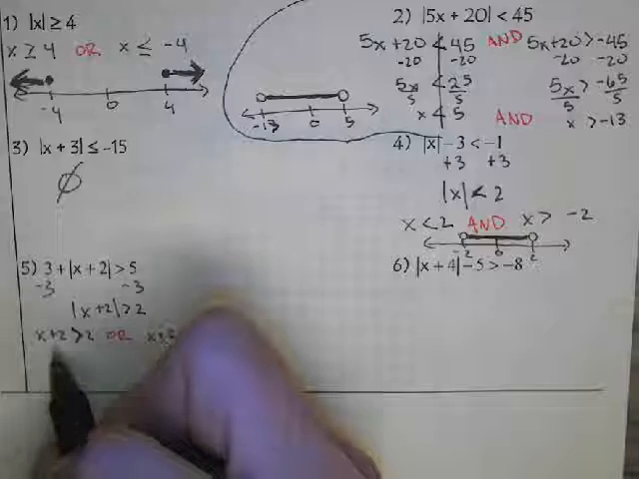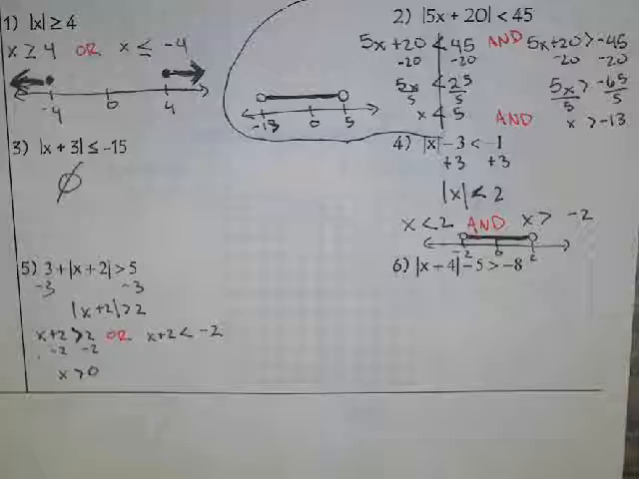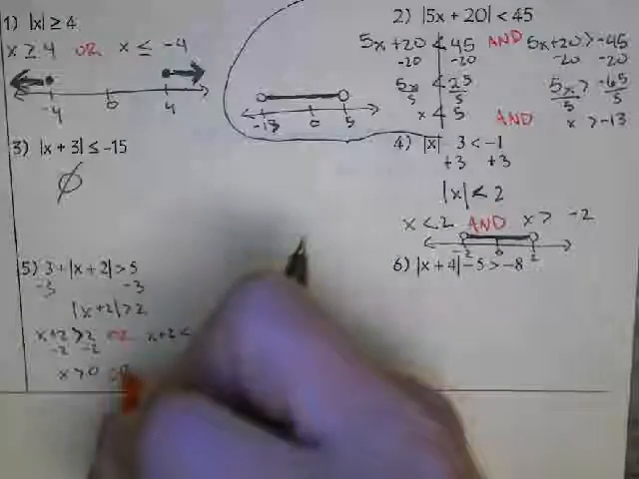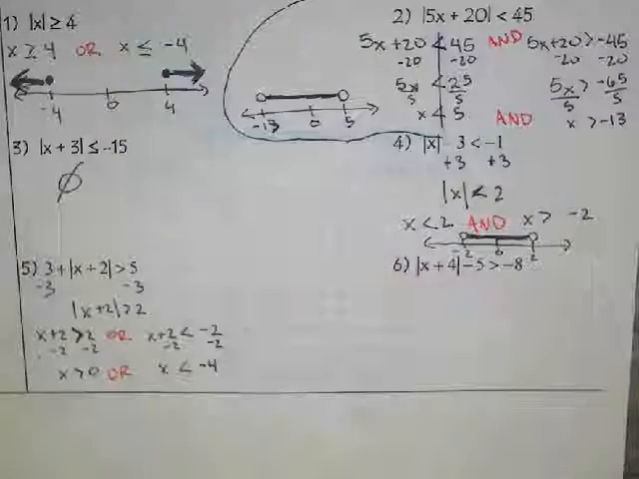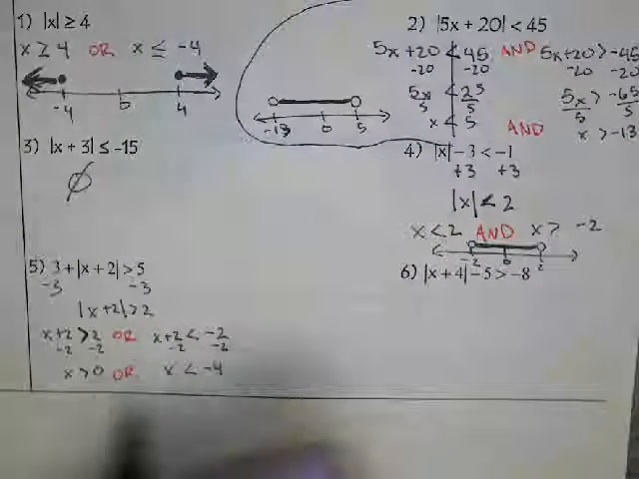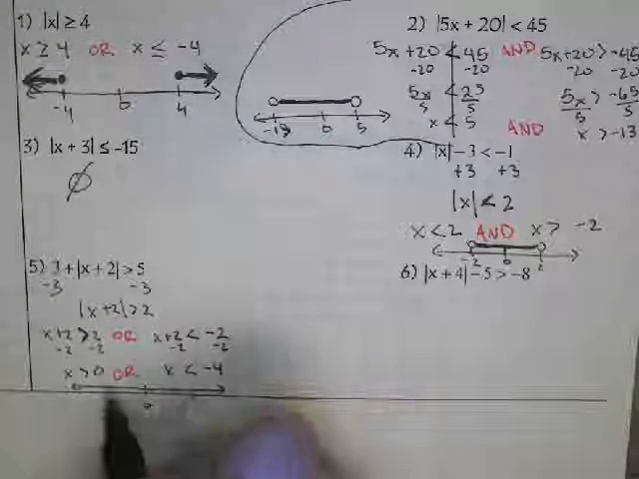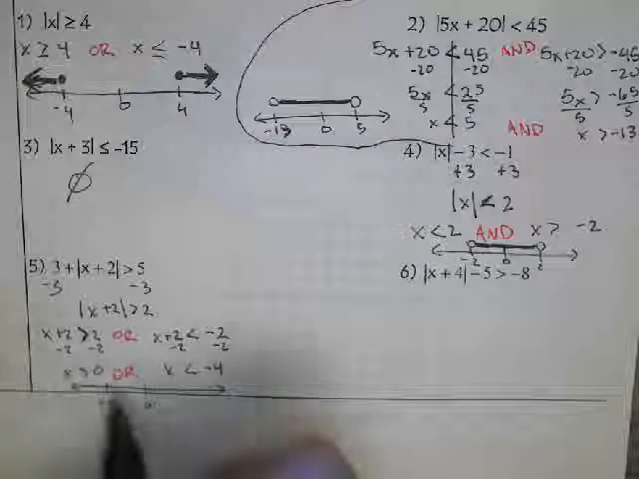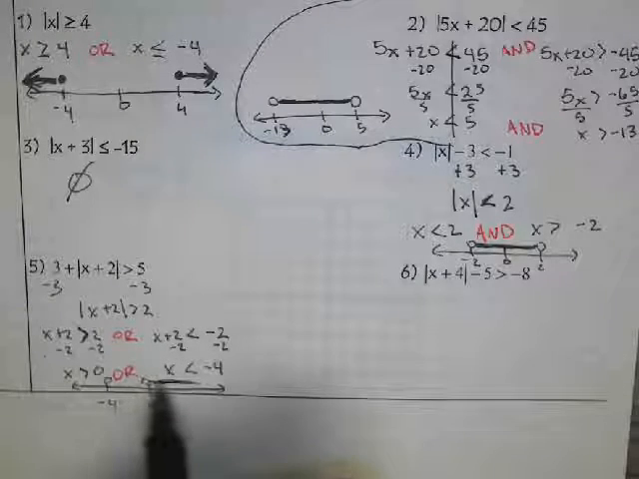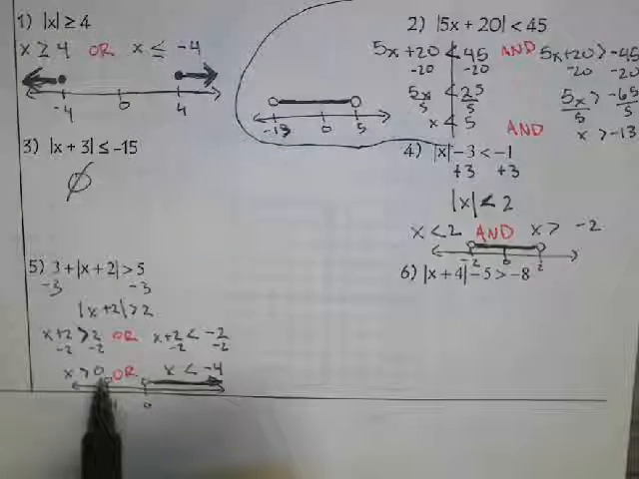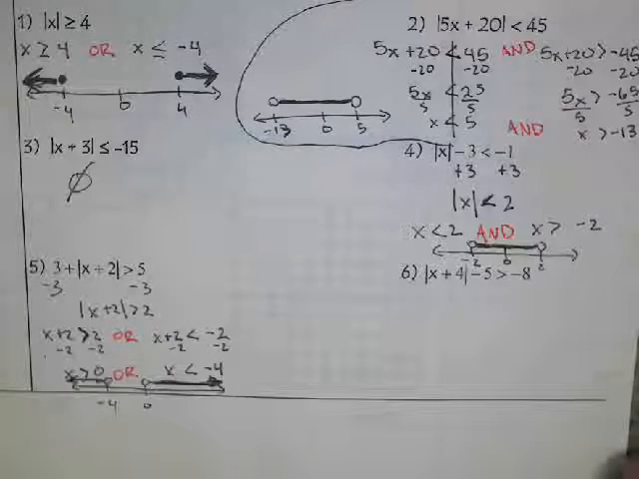Now we solve. Subtract 2 from both sides, and we have x is greater than 0, or subtract 2 from both sides, x is less than negative 4. Graph our solution, 0, negative 4. Open dots on both of them, and we want it to be greater than 0, so we'll shade to the right of 0, and less than negative 4, so we'll shade to the left of negative 4. There's number 5.